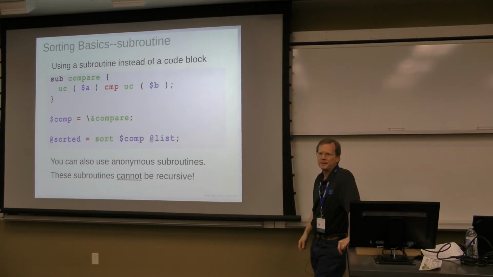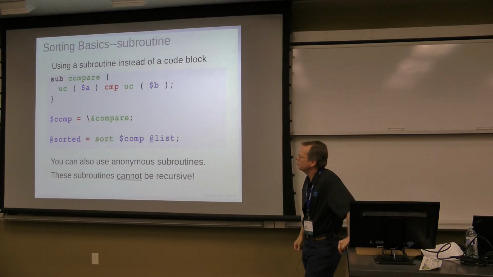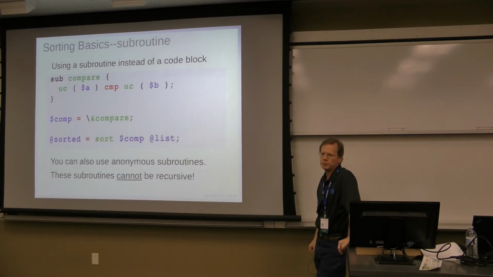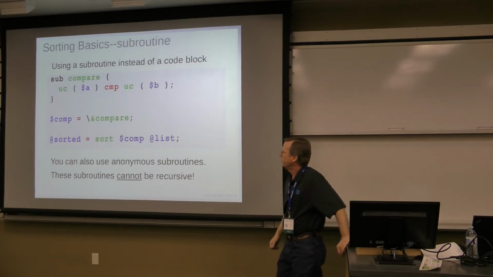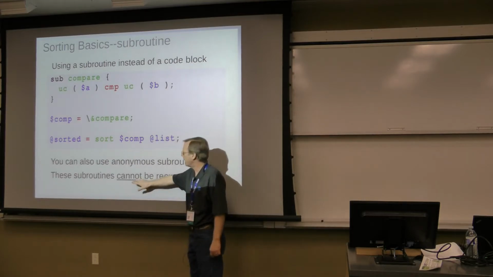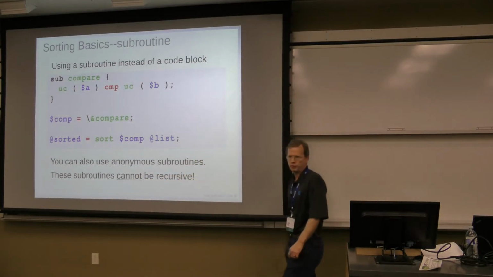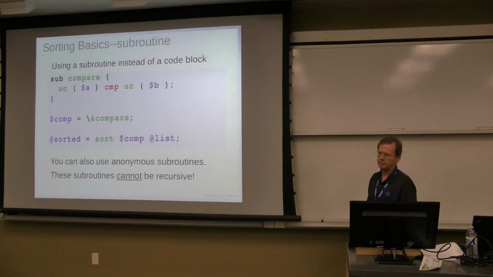I always try to do it as a subroutine. I was like, I don't know why it doesn't work. All right, code block it is. Yeah, and the code block is essentially an anonymous subroutine in place, is really what it's doing. And be aware that you are not allowed to have recursion in your subroutine. That would be bad.